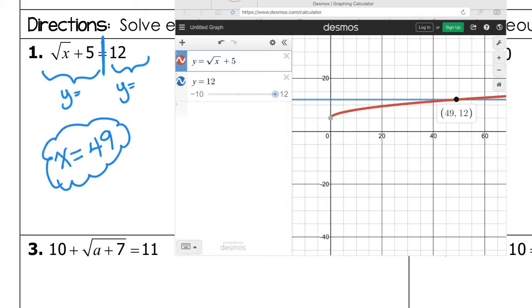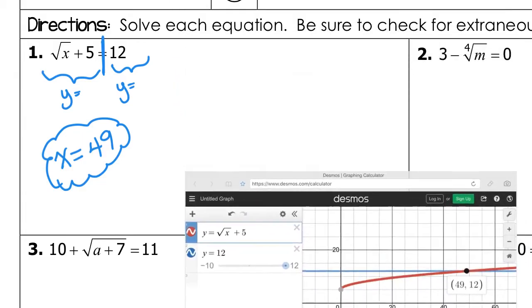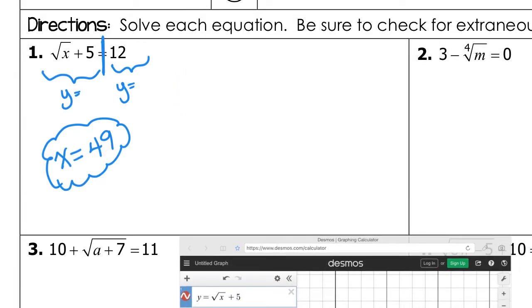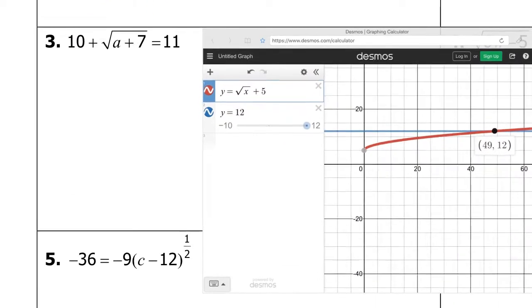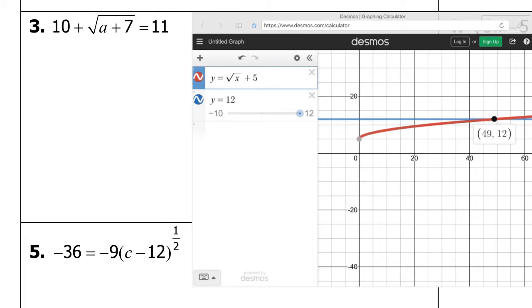So using Desmos to solve radical equations makes it extremely simple. You're not having to solve mathematically. We're just using our graph to solve. So if I look at this next example, I'm going to do the same thing. I'm going to take a look at the entire left-hand side of my equal sign, and I'm going to compare it to the entire right-hand side of my equal sign.